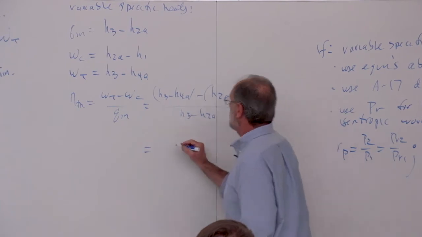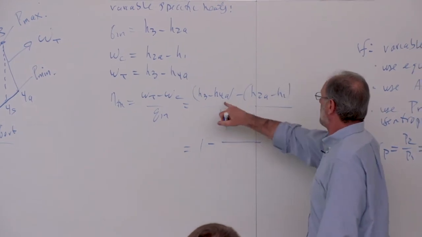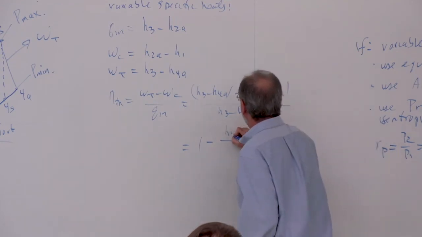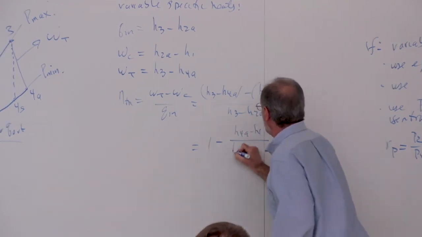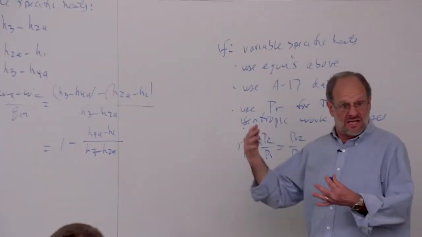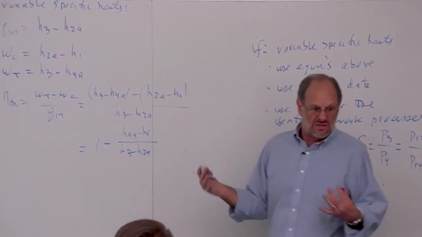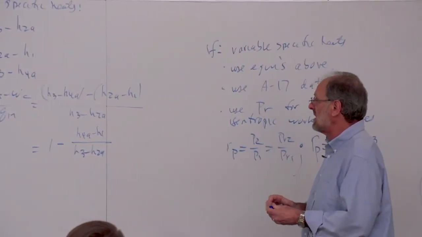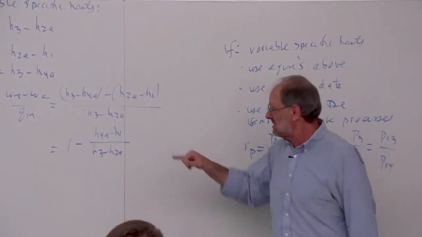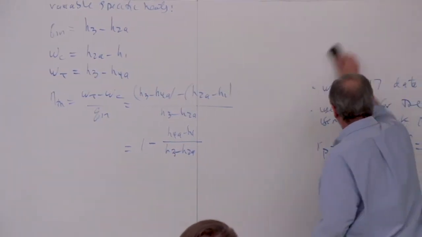Just collect the H3 and the H2A terms, and that just becomes 1. And then we're going to subtract from that, well, what do we have left? H4A minus H1. And then in the denominator is still H3 minus H2A. And in fact, H4A minus H1, isn't that the heat output? And isn't H3 minus H2A the heat input? And this just tells us that this is the other pretty common form of the efficiency equation, right? Instead of net work over heat input, another way to write it is just 1 minus heat output over heat input, which is exactly what this is. So that makes sense. So those are the equations we're going to utilize.